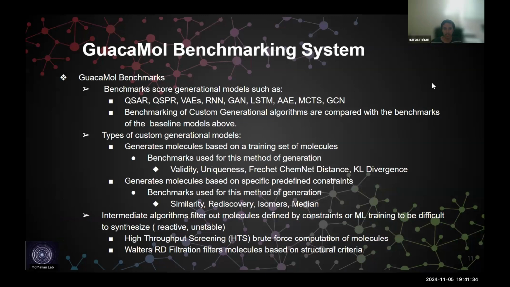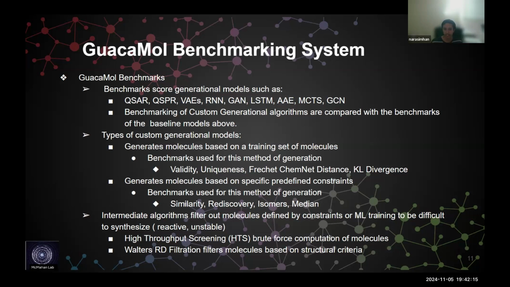Now we want to talk about the Guacamole benchmarking system, and this system is not a model. It's just for benchmarking, and we plan to use it on top of our main model. Guacamole is a system of benchmarking which allows models' performance to be compared to each other. It has two benchmarking systems, one for models generating molecules from a data set, and one for generating molecules with specific chemical properties. The Frechet ChemNet is a measure of structural and chemical similarity to a ChemNet database.